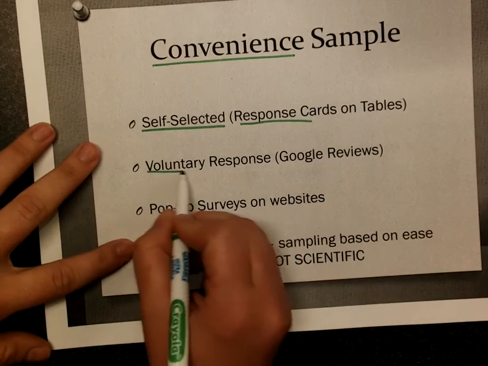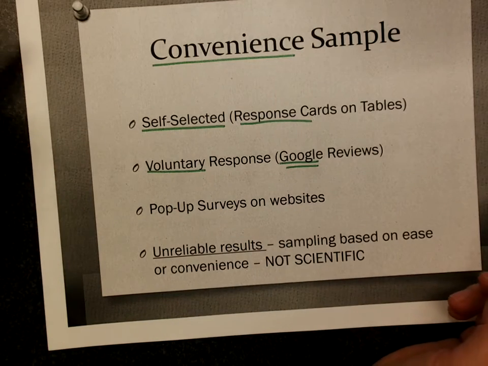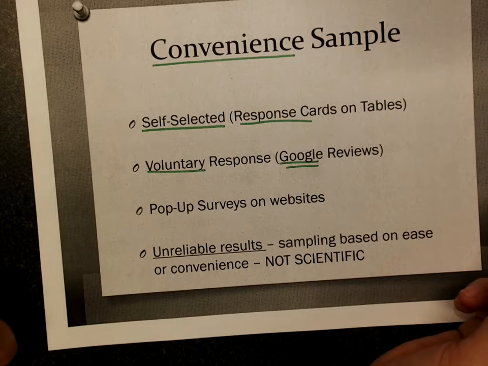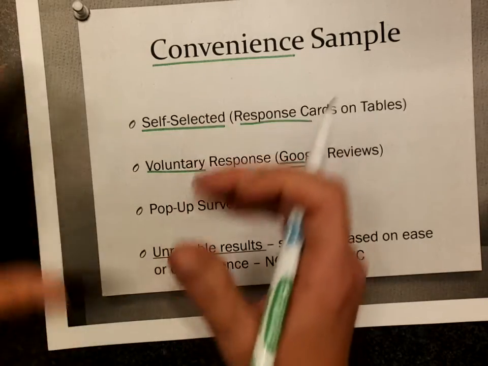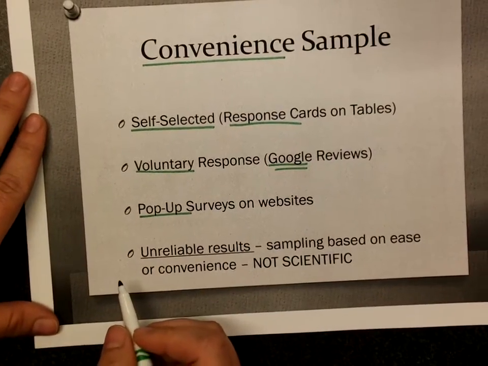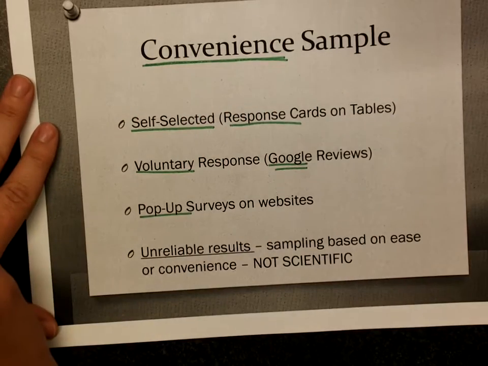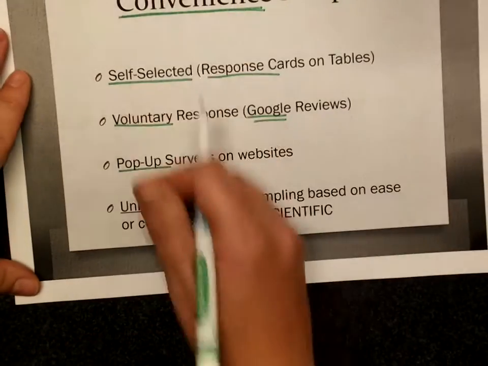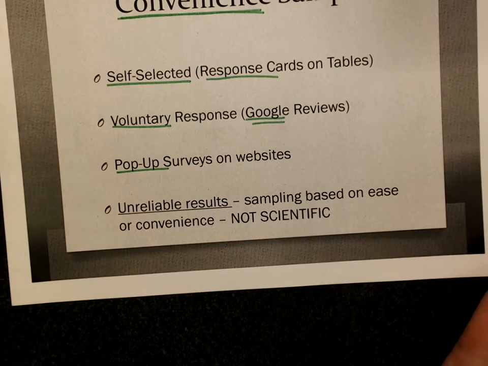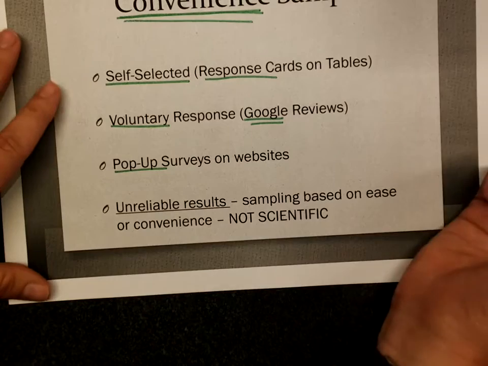There's also voluntary responses. So Google reviews, any sort of online reviews is voluntary. You choose if you want to do that review. So self-selected, voluntary, kind of the same idea. Sometimes there's those pop-up surveys on websites. That's very convenient that they can just program that survey to pop up. Any type of convenient sampling, any of these, or maybe you just ask the first 5 people you see a different survey question, that's convenient for you.